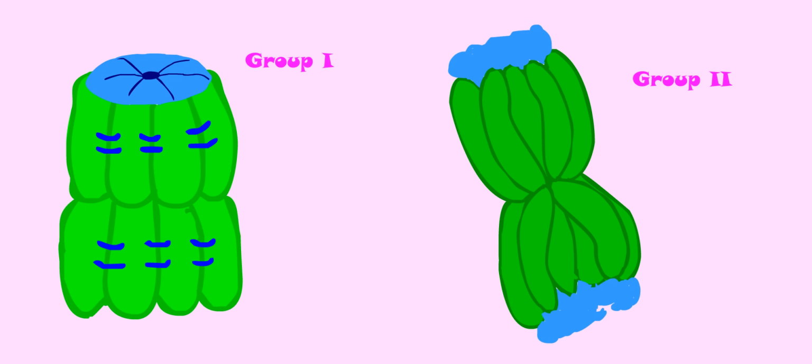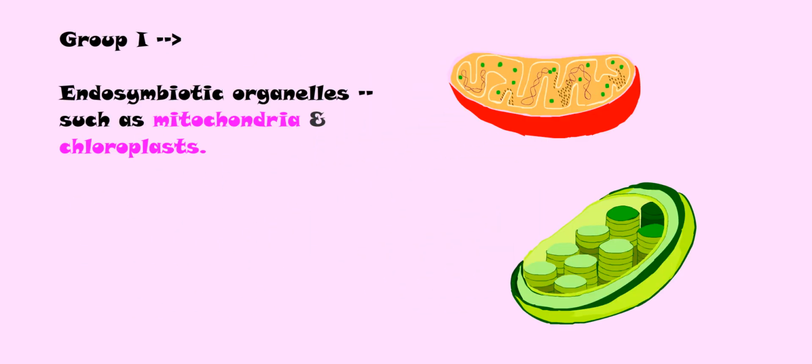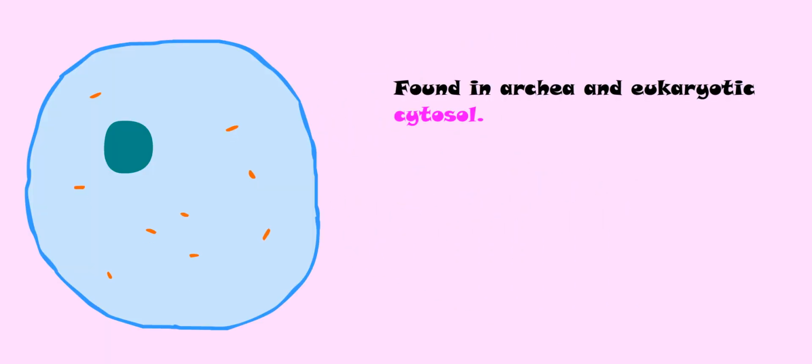The chaperonins are classified into two groups that are structurally similar and quite diverse in sequence. The group 1 chaperonins are found in prokaryotes and endosymbiotic organelles such as mitochondria and chloroplasts. Group 2 chaperonins exist in archaea and eukaryotic cytosol.